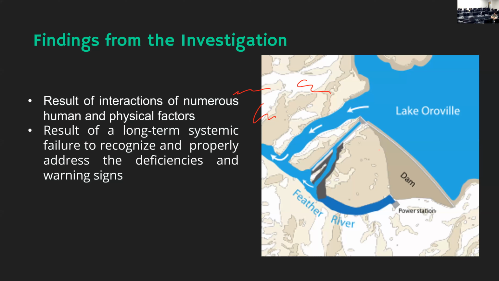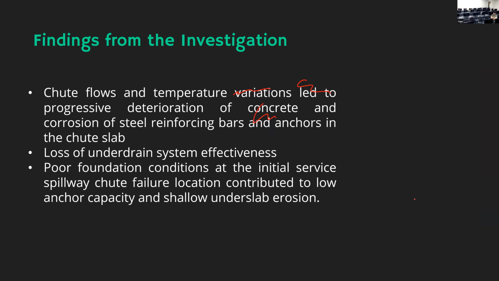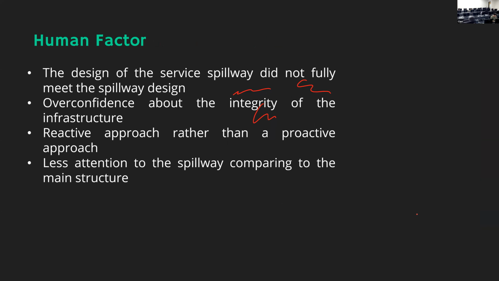From the investigation, they found that there were different human and physical factors related to the failure, and it was a long-term systematic failure because there had been many warning signs, and later we can see that the owner was ignoring those signs. There were temperature variations, and it was a progressive deterioration, not an abrupt or overnight failure. Under-drains and poor foundation were found at the spillway, and low anchor capacity and shallow under-slab erosion. All of this was found from the investigation, but this was the first investigation in the USA which considered the human factor in a failure investigation.